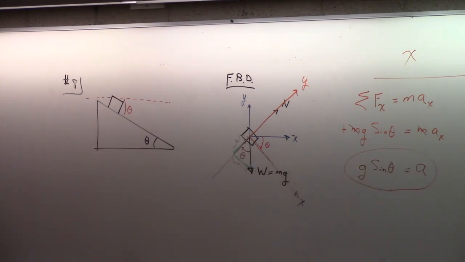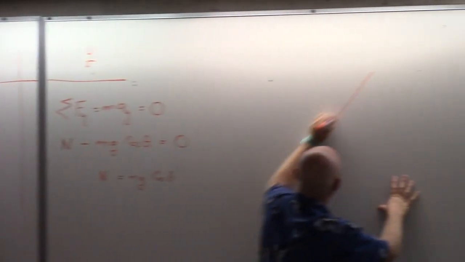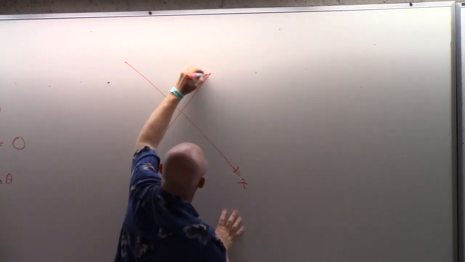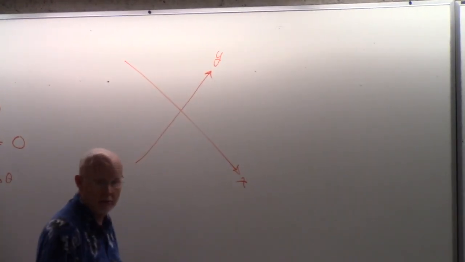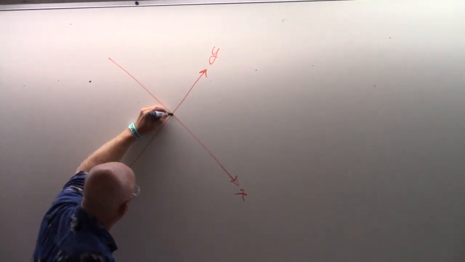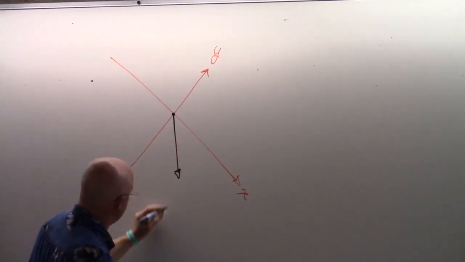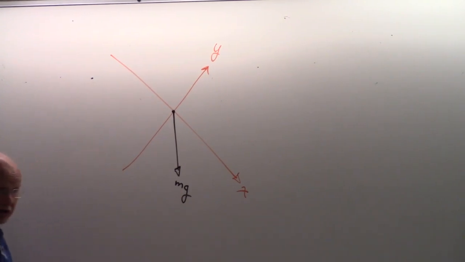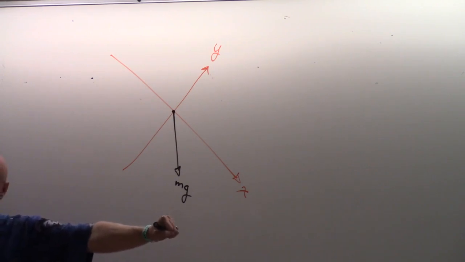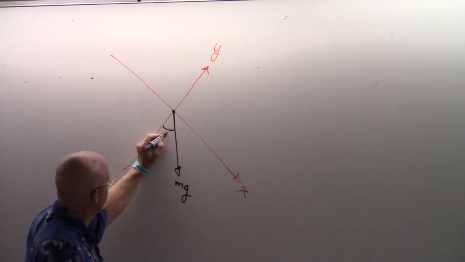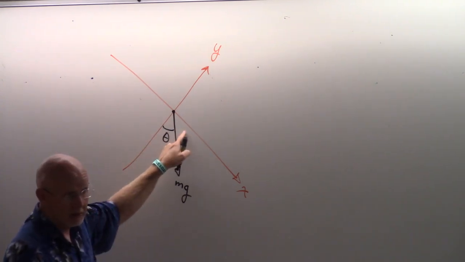So yeah, let me clean up that picture a little bit. So let me make a tilted X, Y grid. Let me put a black line straight down representing the weight, which is equal to mg. Let me mentally just kind of go through this tilting of my head again. So this angle is the theta, not that one.